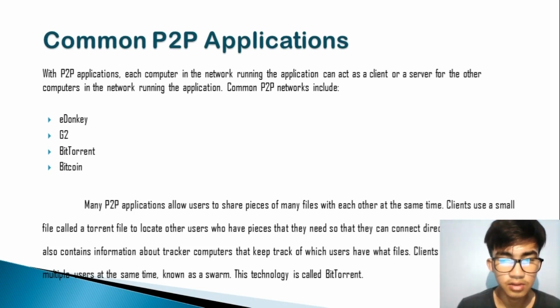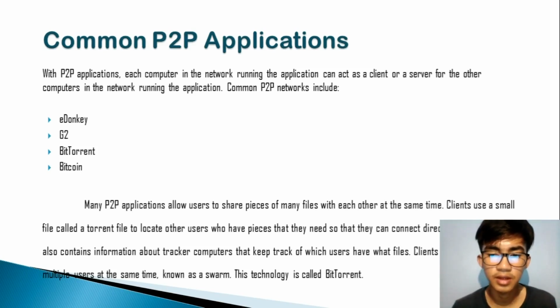So the client uses a small file called the torrent file to locate other users who have pieces that they need, so that they can connect directly to them. The torrent file can also contain information about tracker computers that keep track of which users have what file. The client asks for pieces from multiple users at the same time, known as a swarm. This technology is called BitTorrent. So this is a common P2P application.